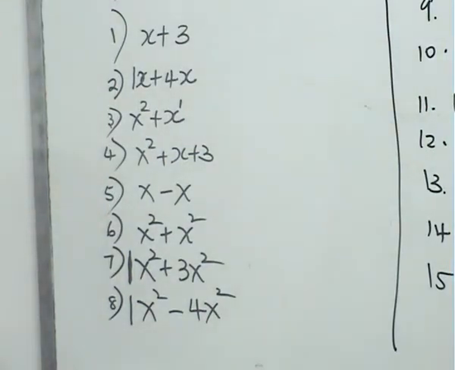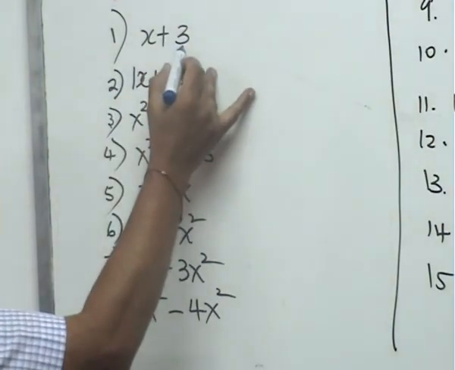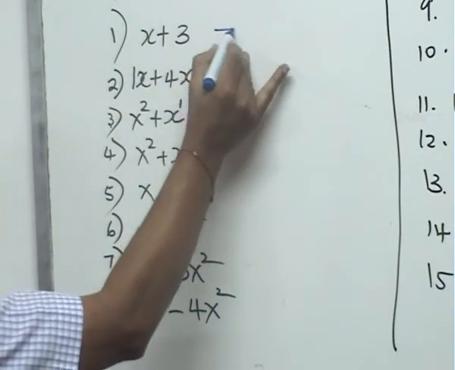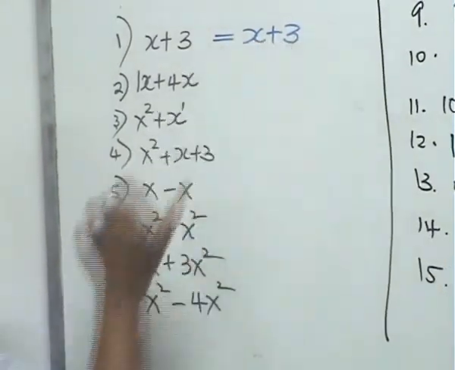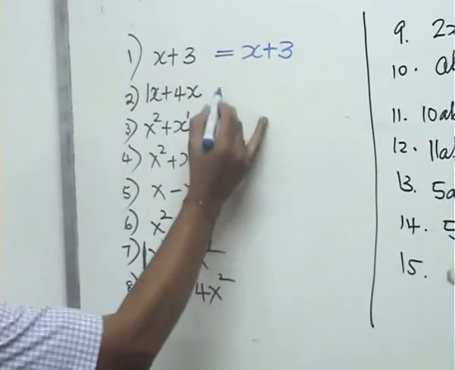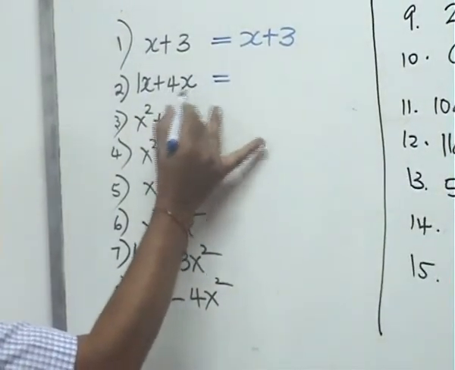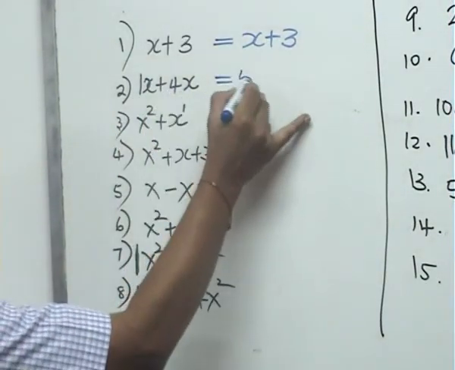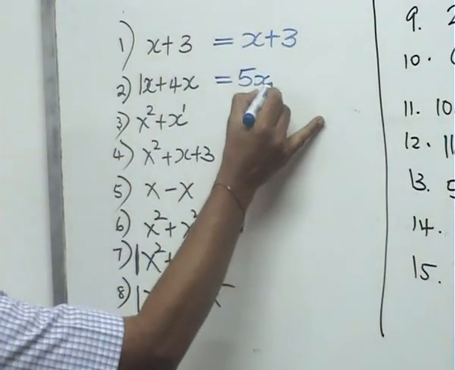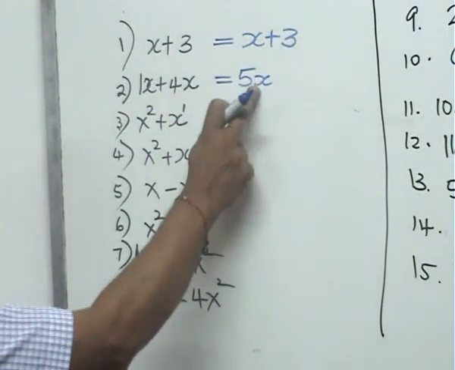So I'm going to do the first two examples to show you how it's supposed to be done. If you look at number 1, x plus 3. Well, they're unlike terms, therefore they cannot be added, the answer will remain the same. If you take number 2, they are like terms. 1x plus 4x are like terms, therefore you can add them up. 1 plus 4 is 5, and you write down the x just one time.